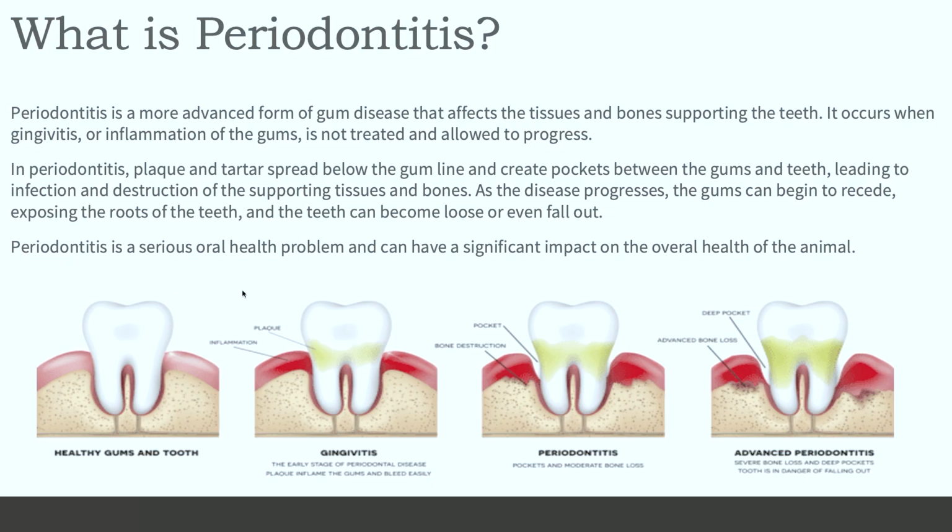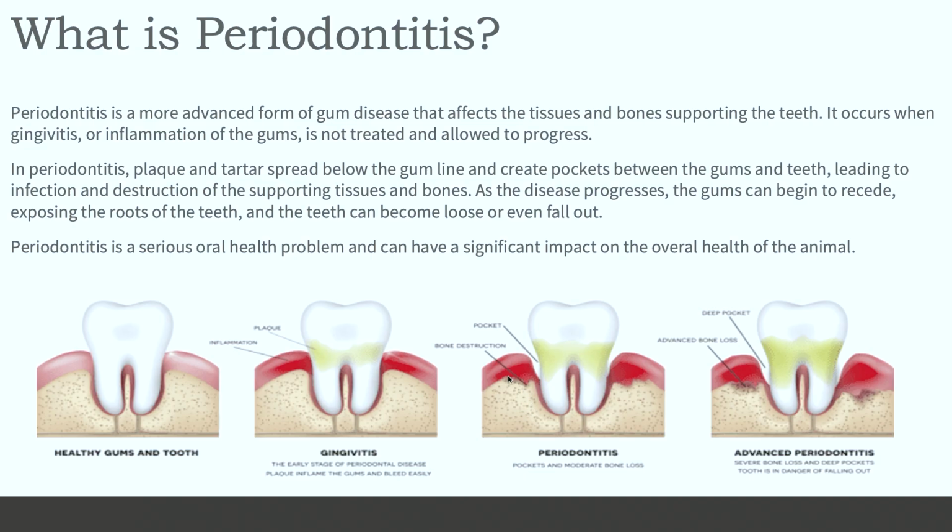And it is a serious oral health problem and can have a significant impact on the overall health of the animal, not to mention how painful it can be. And in this picture, you can see that there's plaque, then you've got your gingivitis and your inflammation there. And then as the periodontitis increases in severity, you get bone destruction, which you can see here.